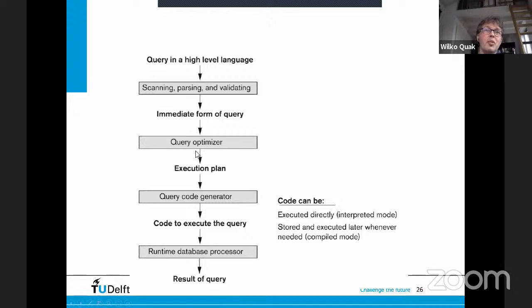Then you get the query optimizer doing interesting stuff like reordering the query operations, and that results in an execution plan. And that execution plan is encoded, and then you run the execution plan on the database. And this is the interesting part, the query optimizer, because here the real work happens, and here you go from a slow query to a fast query.